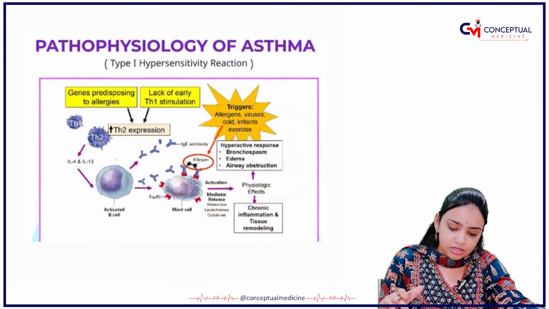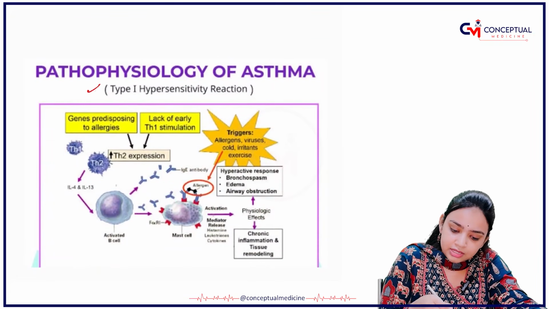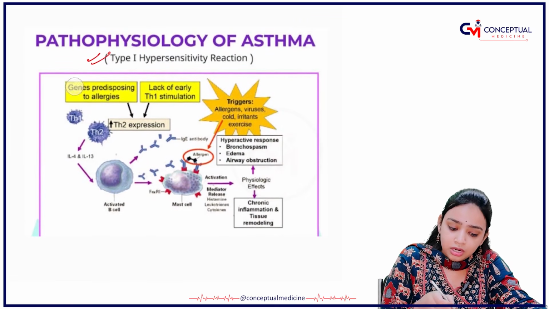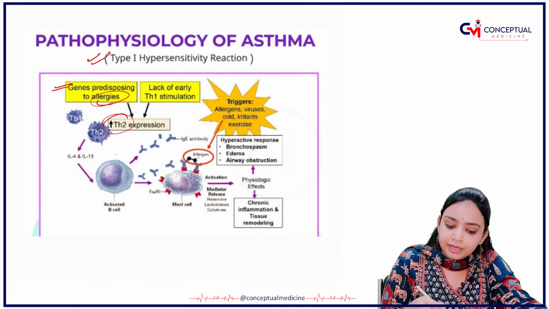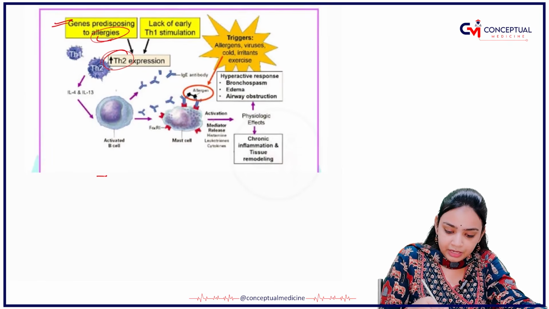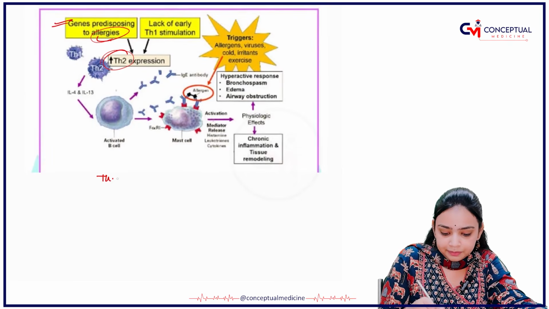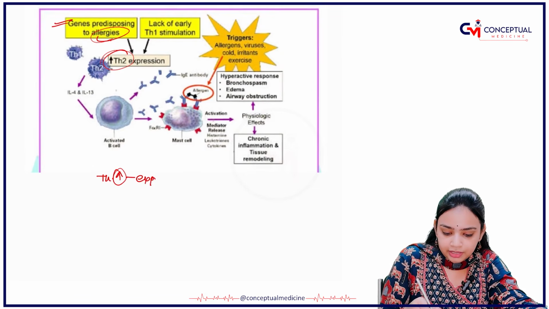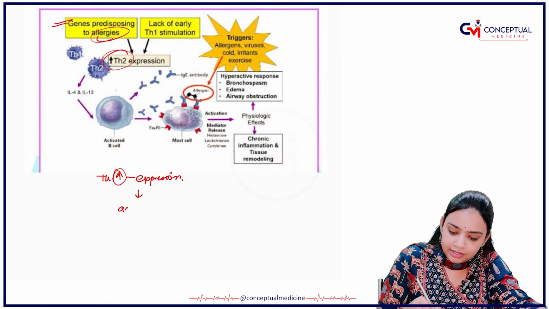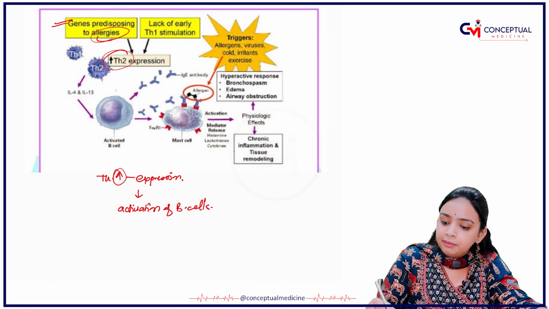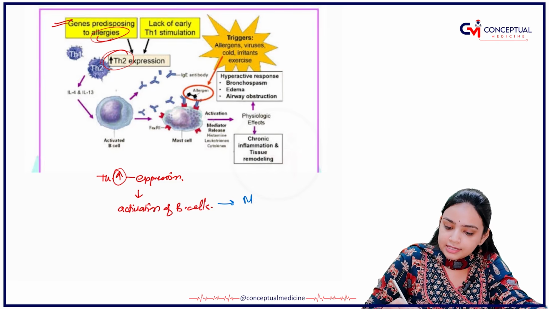Let's see the pathogenesis. I am showing you this figure for the first time. This is the type 1 hypersensitivity reaction. There are genes and allergy which trigger it. Then there will be the expression of T helper cells. Expression basically increases. And there is activation. Activation of what? Activation of B cells. As a result of which, the B cells will activate the mast cells.